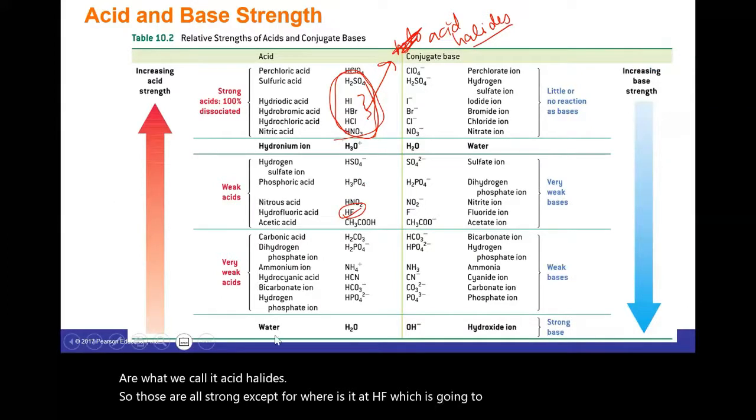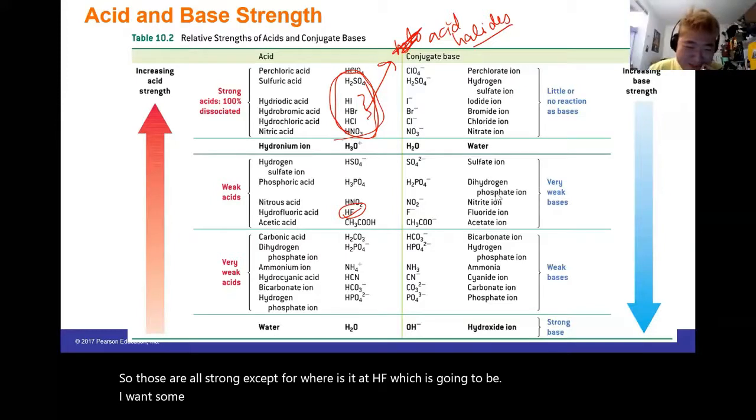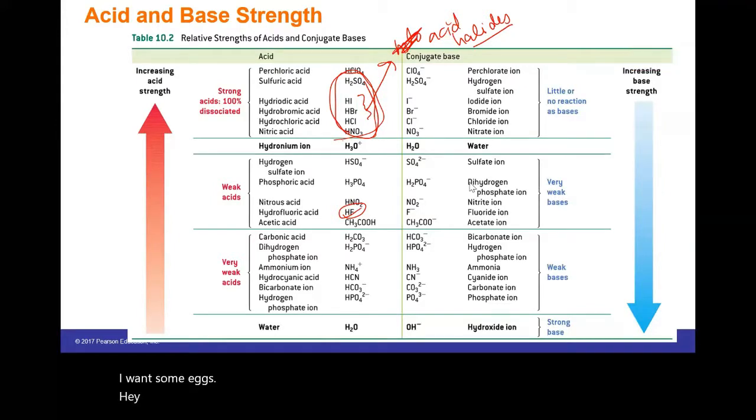Sorry. Auntie, you said you're making eggs. Do you want? I want some eggs. Hey, yo, Sharon, please. I'm hungry. So can I get a side of bacon?